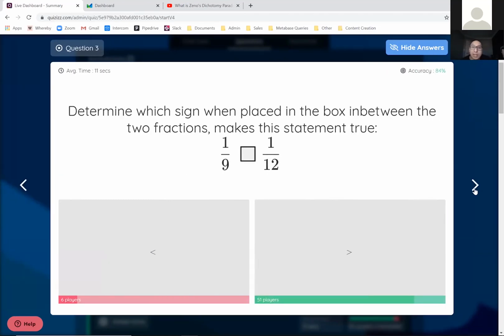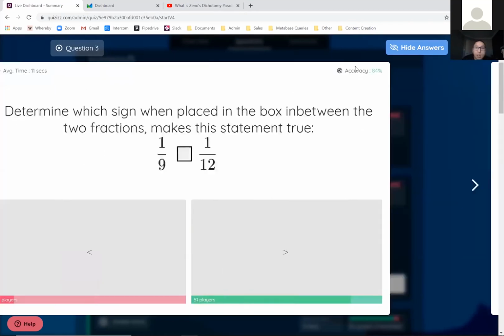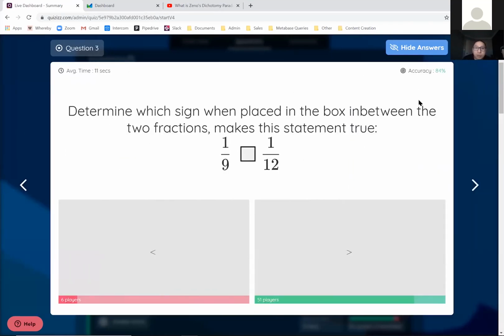Determine which sign, when placed in the box, oh, sorry, skipped it. Which sign placed in the box in between the two fractions makes this statement true. Now, first of all, you need to know what these two symbols mean. This one is a less than sign. This one is a greater than sign. And really, the only thing you need to know is if you imagine the sign as a mouth, it eats the bigger number, right? So the open part of the mouth, that's a really terrible, really small drawing, right? So you want the mouth to eat the bigger number.